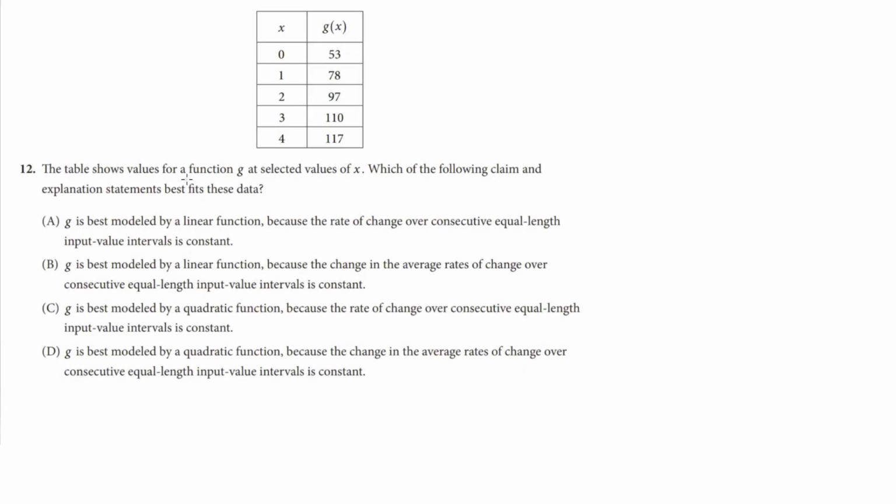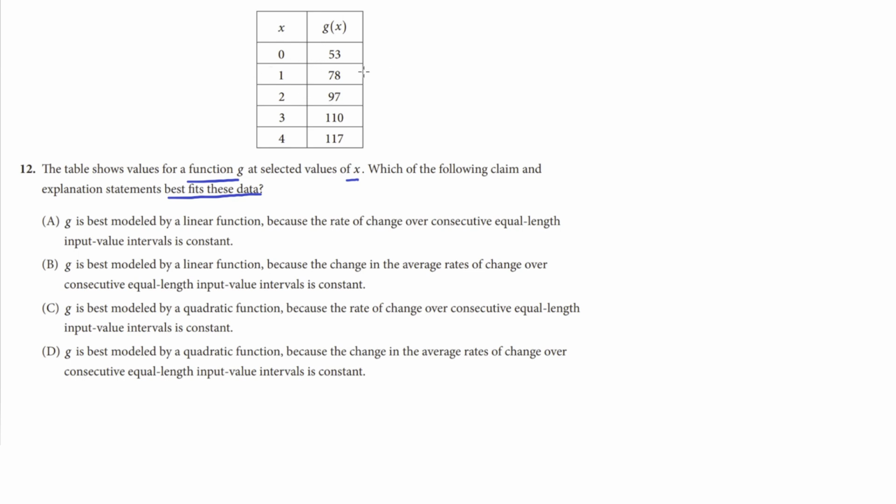The table shows values for a function g at selected values of x. Which of the following claim and explanation statements best fits these data? So the answer choices either claim that this function is linear or quadratic. So let's look at the table of values to see which one.